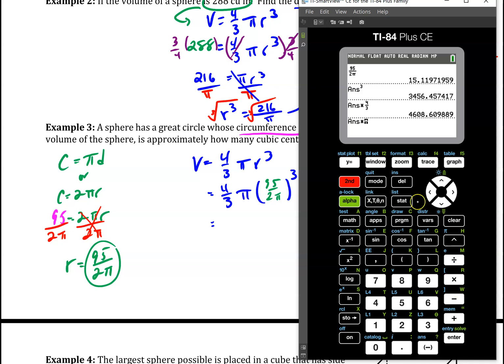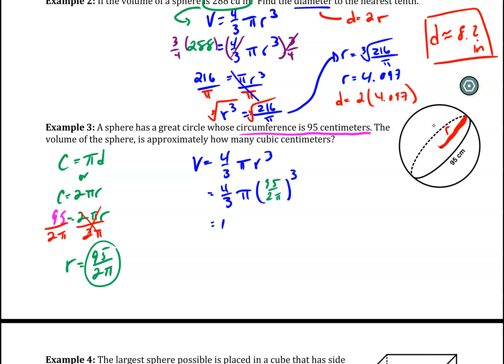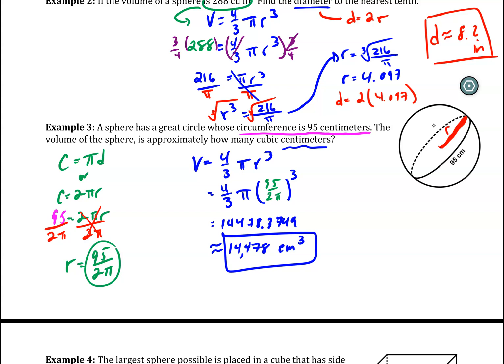And then we're going to multiply that by pi. That looks a lot more realistic. All right, so let's take that number. We've got 14478.60988... Oh no, sorry. It's 3749. And we want to round that to the nearest centimeter. So it's approximately 14478 cubic units. So we got 14,478 cubic centimeters for this specific circle.